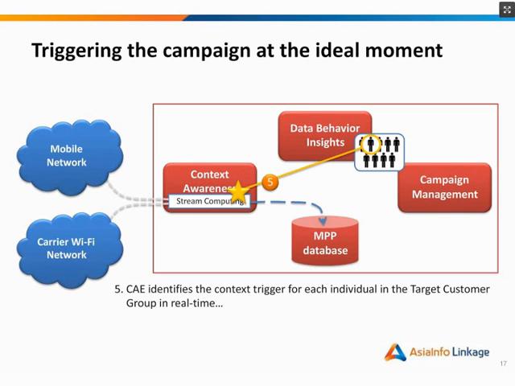The real-time context awareness engine comes into play again as it's processing all of the data from the network. It can identify these contexts as and when they arise for a particular customer, and at that point it can then trigger the campaign. So the campaign is delivered at the ideal moment when the context is right.